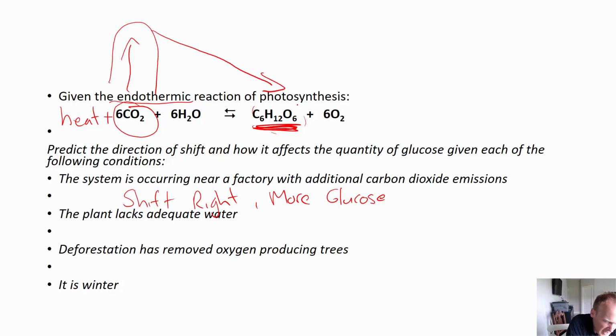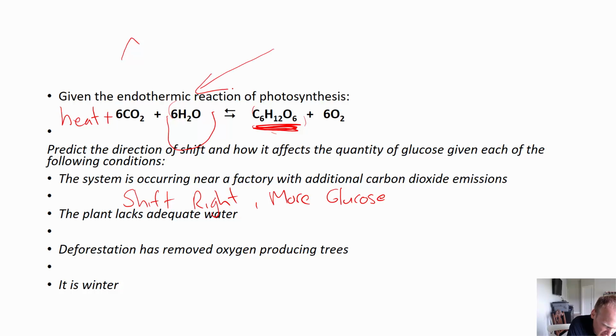The plant lacks adequate water. Okay, so that means there's not enough of this. So we're digging a hole, not enough water, and therefore it's going to shift toward that hole that we dug. So this would be a shift left, and therefore less glucose, because we're going to use this glucose to shift toward this way and fill that hole.